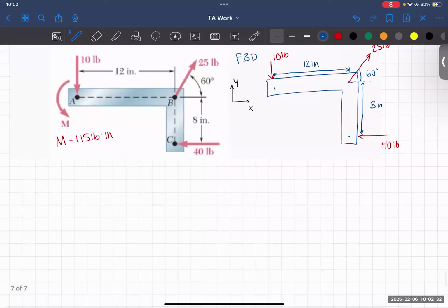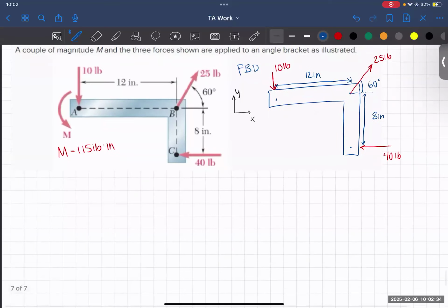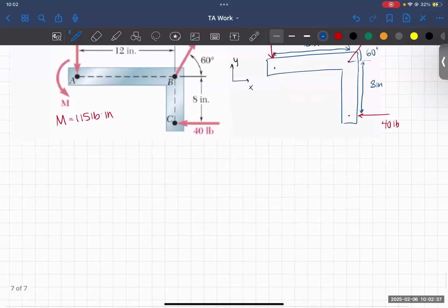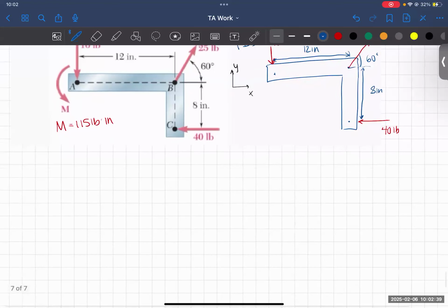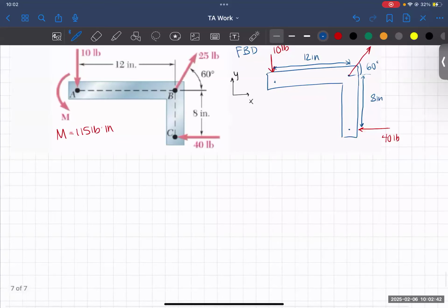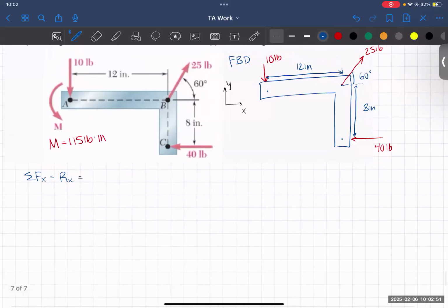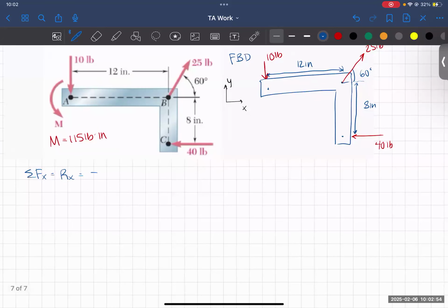First things first, we want to get the resultant force. In this case, it's a 2D rigid body, so we know there are only two directions, the y direction and the x direction, no z direction. So the sum of the forces on the x equals the resultant Rx. We set up our positive going this direction, so it will be minus 40 plus 25 cosine of 60 degrees equals Rx.